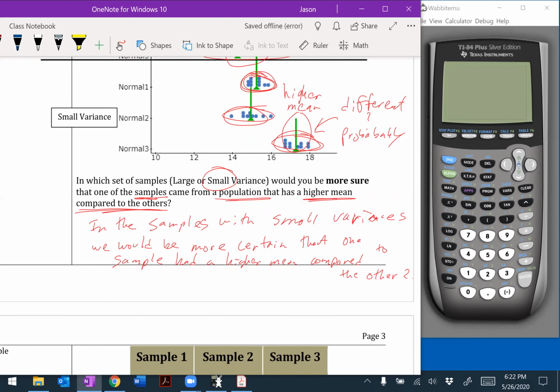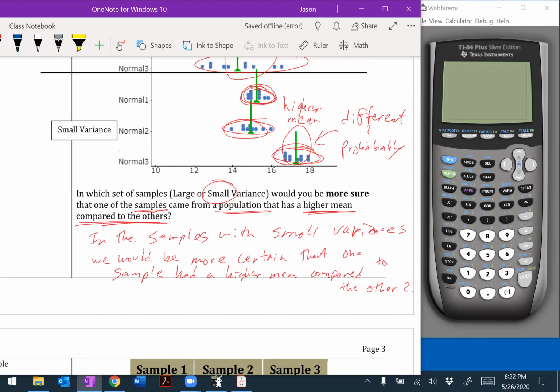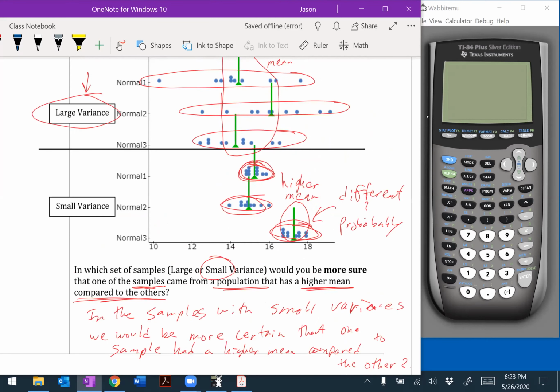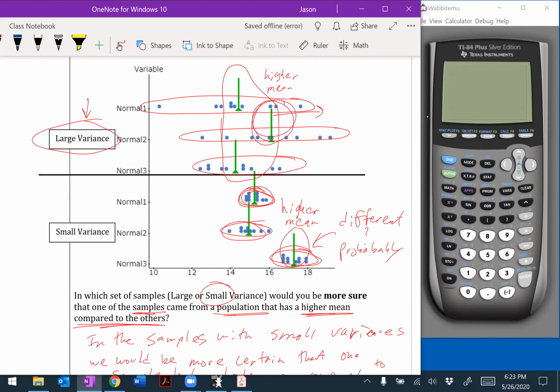So comparatively, if you've got small variations, then it probably doesn't have the same average. They're probably not going to have the same average. But if you have large variances, you've got dots all over the place, then it's going to be harder to pinpoint whether or not this one is truly higher. Is the higher mean one here really different? Well, maybe not.